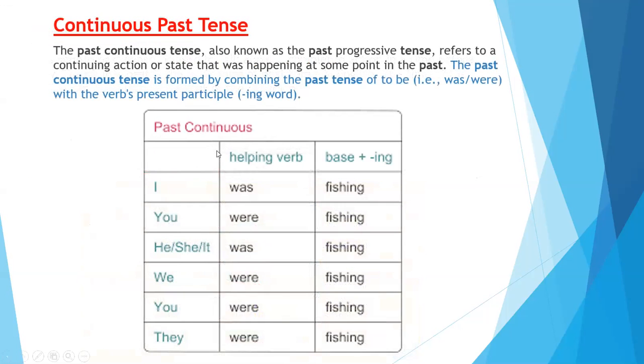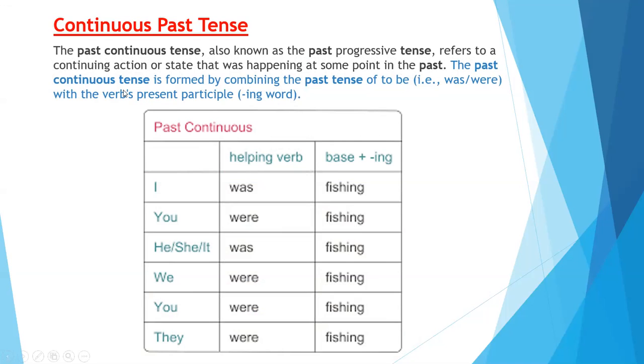If we move on to continuous past tense, remember, for continuous, the verb at the end always has ing added on. The past continuous tense, which is still past tense, also known as the past progressive tense, refers to a continuing action or state that was happening at some point in the past. The past continuous tense is formed by combining the past tense of to be, for example was or were, with the verb's present participle, the ing word.